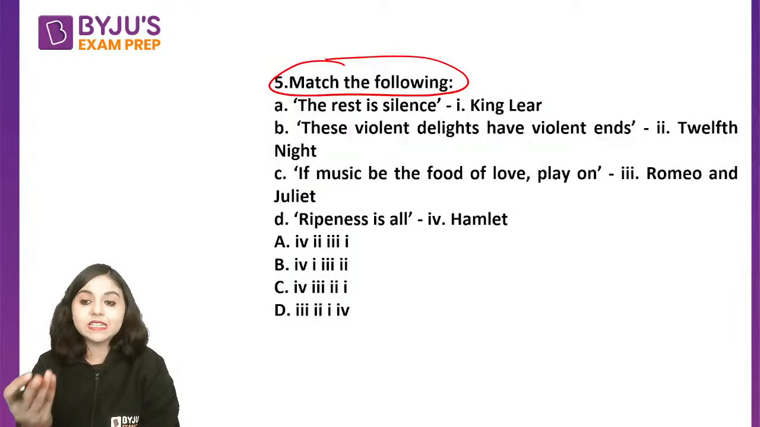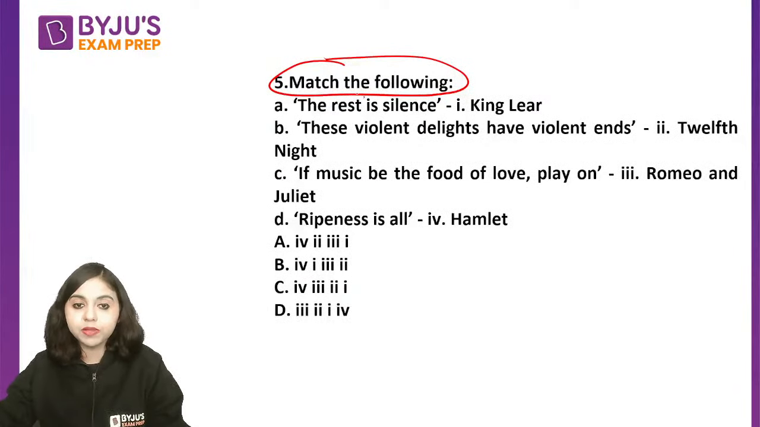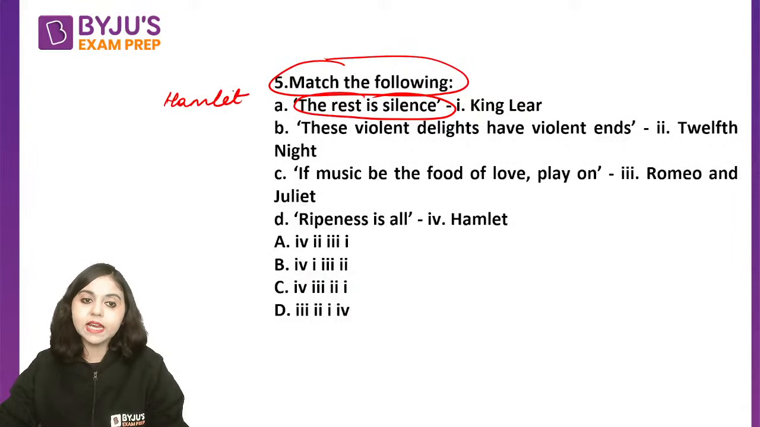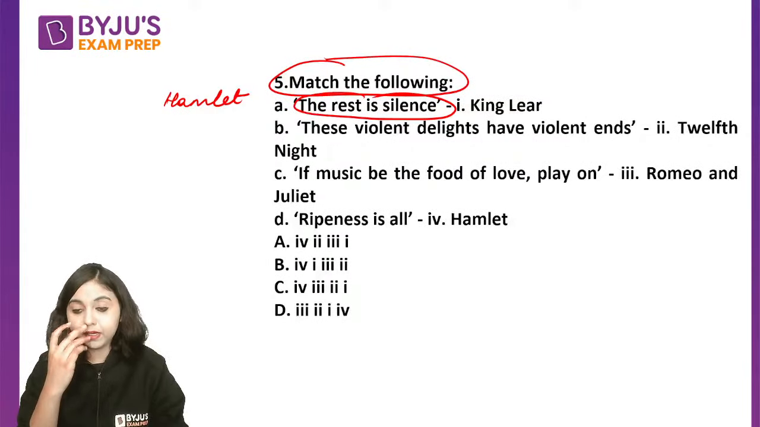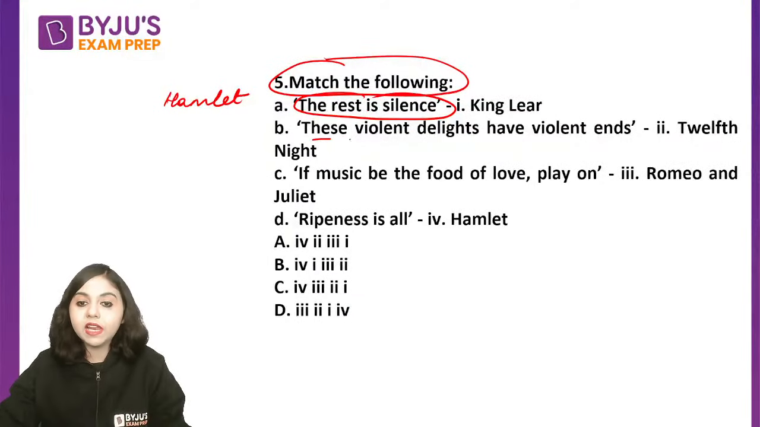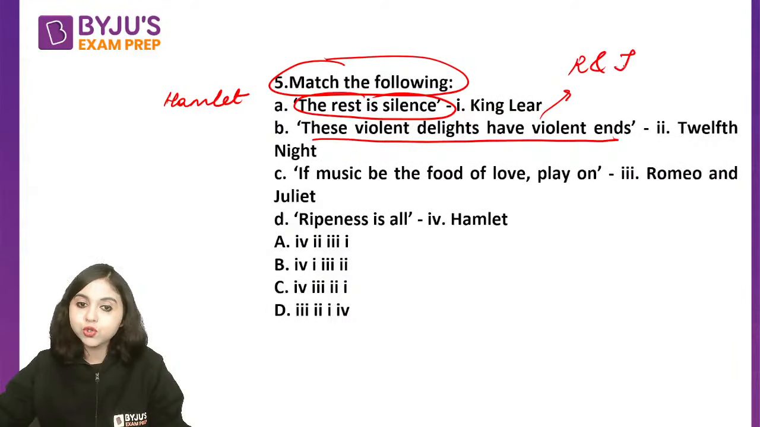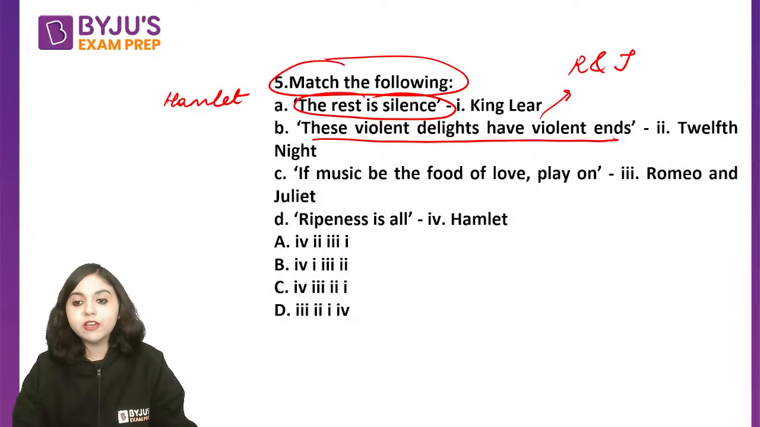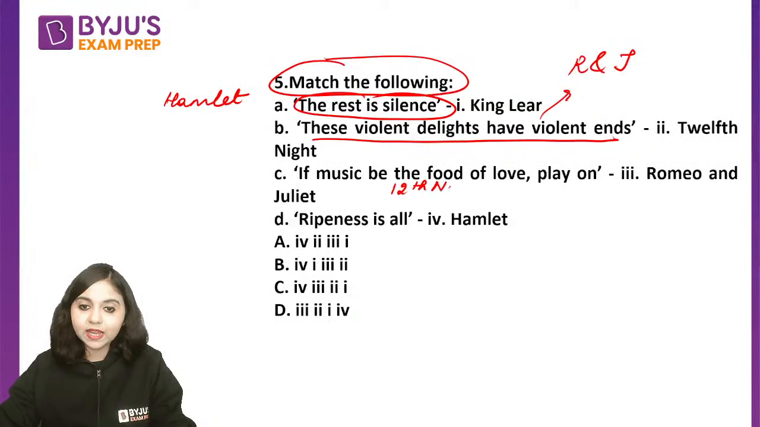So, the rest is silence. This is coming in Hamlet. These are lines that you're able to look at, coming in Hamlet. These violent delights have violent ends: Romeo and Juliet. These are lines coming from Romeo and Juliet, right? If music be the food of love, play on: Twelfth Night. These lines are coming from Twelfth Night.